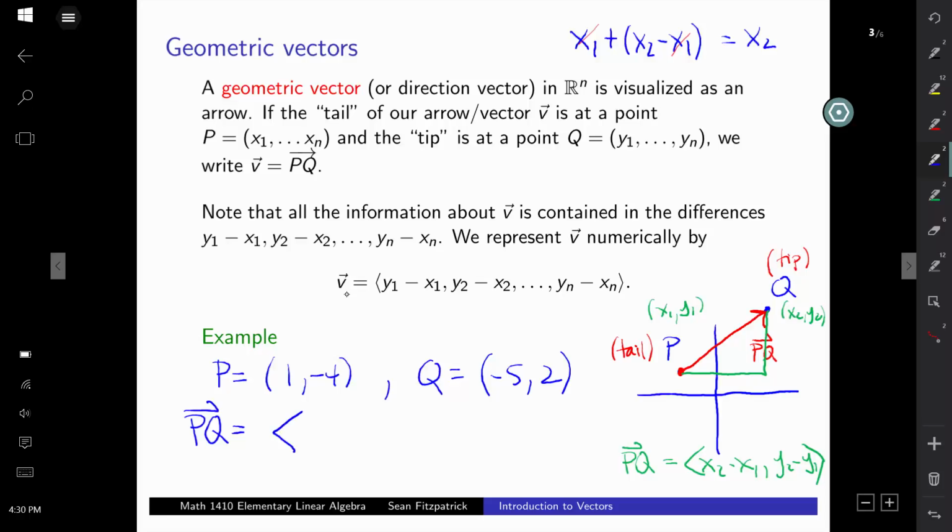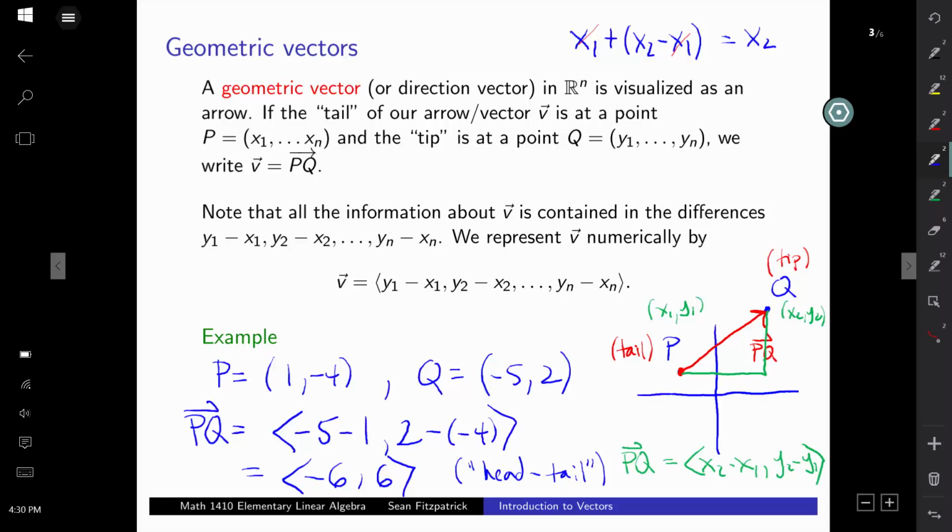So we do the coordinates for the tip, minus 5 and 2, and we subtract off the coordinates for the tail. And again, be careful about signs. You're subtracting minus 4 when you subtract the y coordinates there. And so you get minus 5 minus 1 gives you minus 6. And 2 minus minus 4 becomes 2 plus 4. So you get the vector minus 6, 6. Okay? And again, just as a reminder, you're doing this head minus tail or tip minus tail rule to construct this vector.